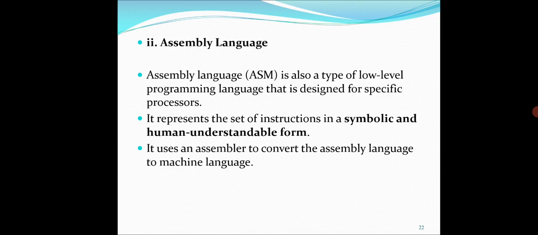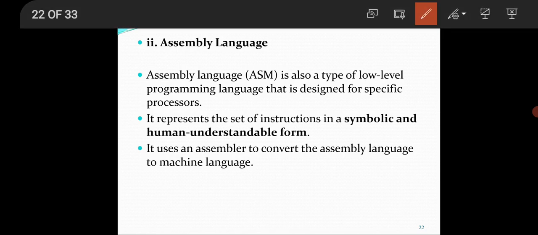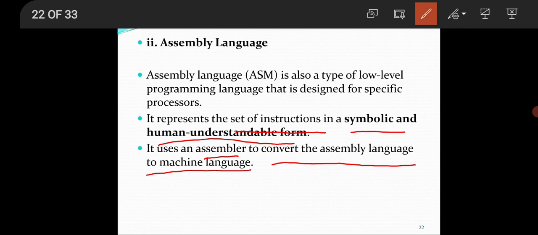Assembly level language is also a type of low level programming language that is designed for a specific processor. It represents the set of instructions in symbolic or human understandable form. It uses an assembler to convert the assembly language to the machine language. Assembly level language is a set of instructions in symbolic and human readable form.